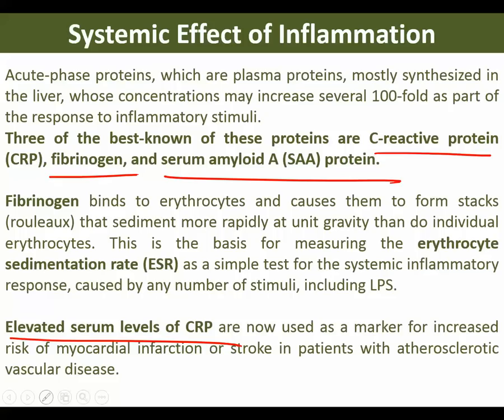So you are putting the brick over the cement: RBC, fibrinogen, RBC, fibrinogen, RBC, fibrinogen. Understand? So it is like placing coins one above the other. The fibrinogen brings all the RBCs together, making the RBCs come together.